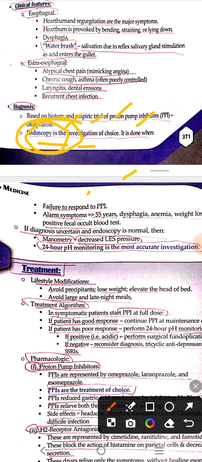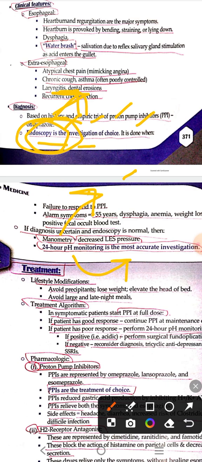What will endoscopy tell you? If there is any stricture, any carcinoma, any narrowing, or any obstruction in the esophagus, that can be easily ruled out by this endoscopy. And after that, if there is no carcinoma, no malignancy, no stricture, no narrowing of the esophagus, and your patient's endoscopy is normal, but still there is no improvement in symptoms with the PPI, then you will go towards esophageal manometry or 24-hour pH monitoring.